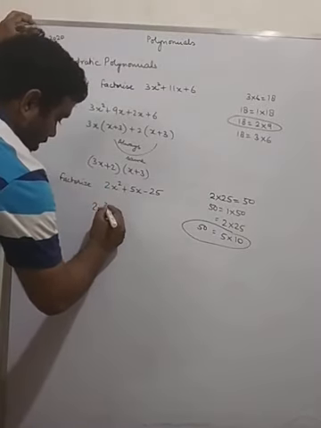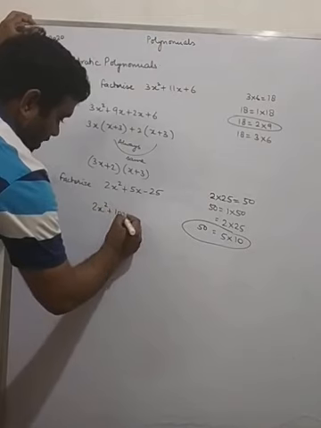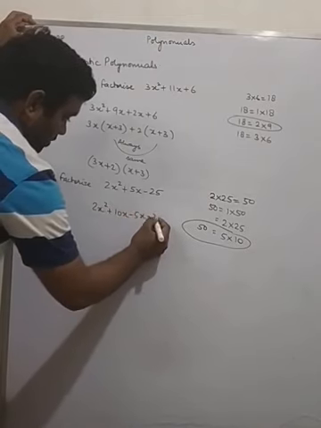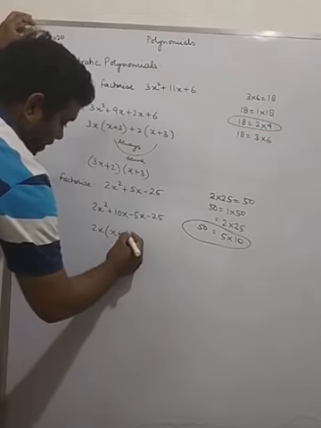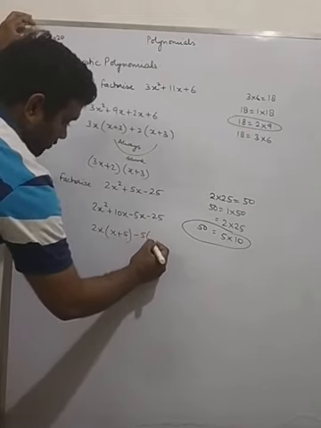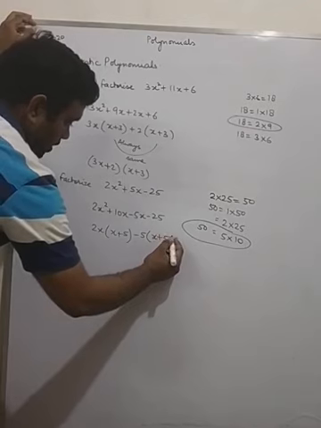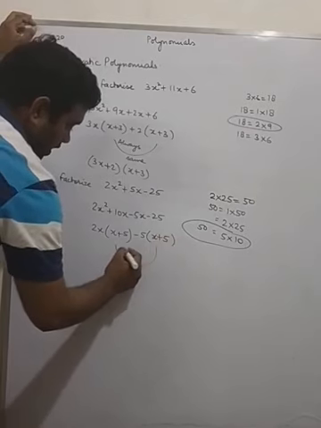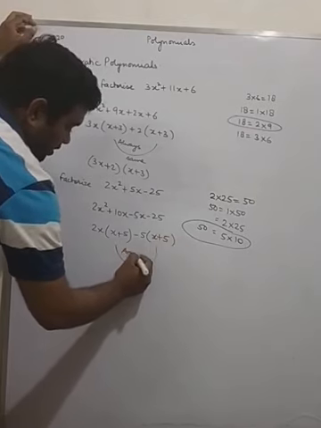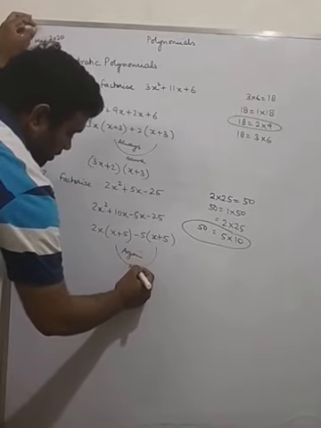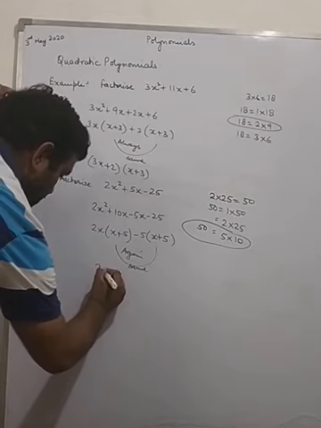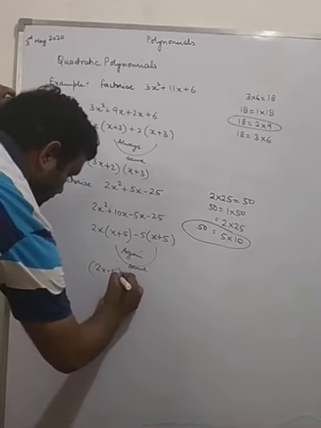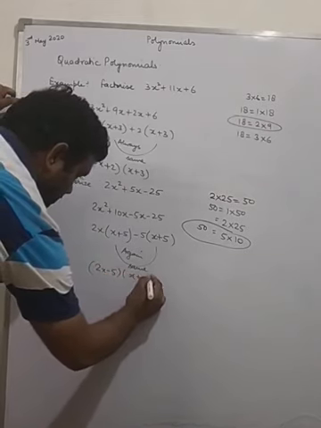So 2x square, this 5 will be 10x minus 5x minus 25. So 2x I am taking common, x plus 5, here I am taking minus 5 common, x plus 5. If you see, these two terms are again the same, and if this is not the same, it means there is some problem. So the last step is 2x minus 5 and x plus 5.